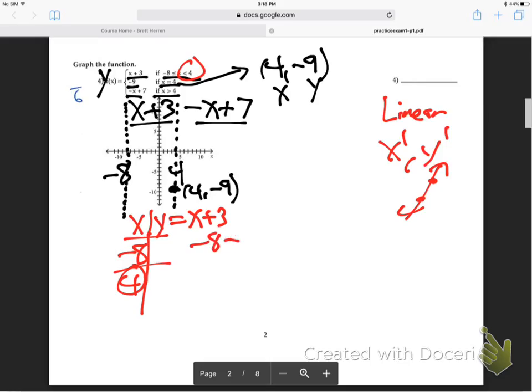What do we get? Negative 8 plus 3. What's that? Negative 5. And then plug in 4. I'm just plugging in the x values, negative 8 and 4, into the x plus 3 function. And what do we get there, 7? So negative 8, negative 5, kind of running out of room here. It's about right there, isn't it? Negative 8, negative 5.